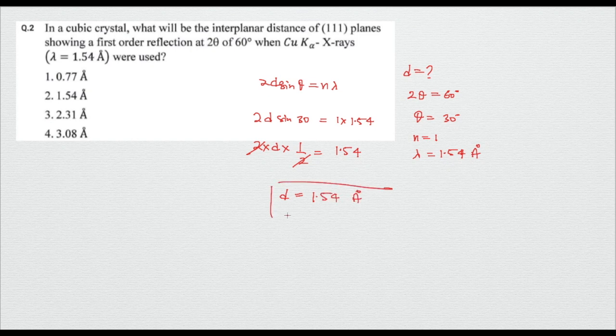You don't have to do anything with these Miller indices. So the answer will be option number 2. So it's so simple. It was just a very simple question asked for 2 marks, right? Let's go for the next question then.